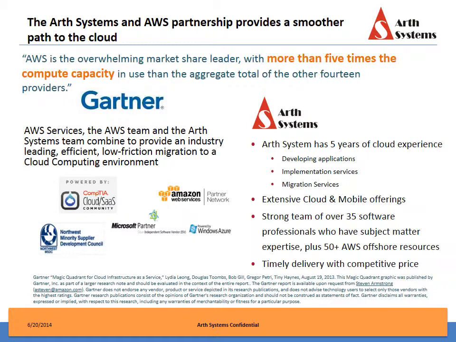Per a Gartner study performed in 2013, AWS has the computing capacity to support any business requirement, as well as the services that are already providing the functions and features of today's demanding computing world. Arth Systems is an AWS partner with not only 5 years of experience in cloud development and implementation, but also a strong team of seasoned IT professionals with decades of combined subject matter expertise.